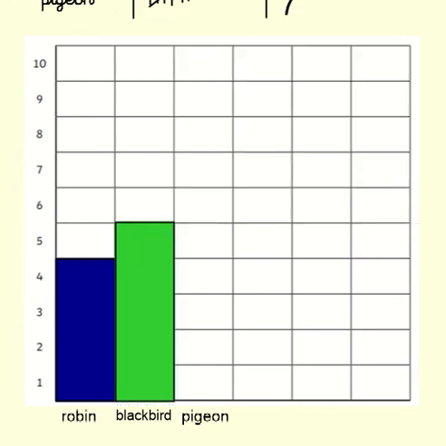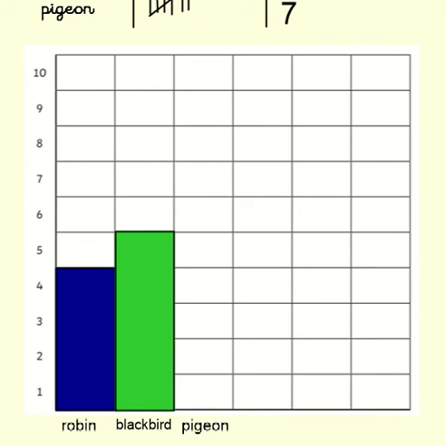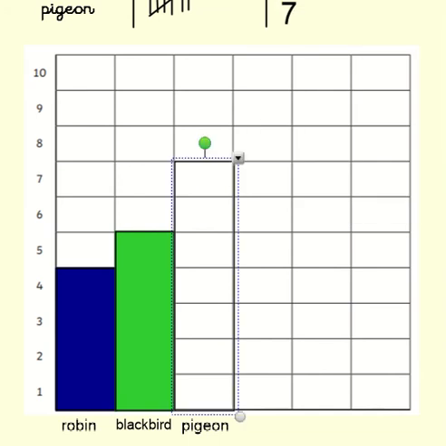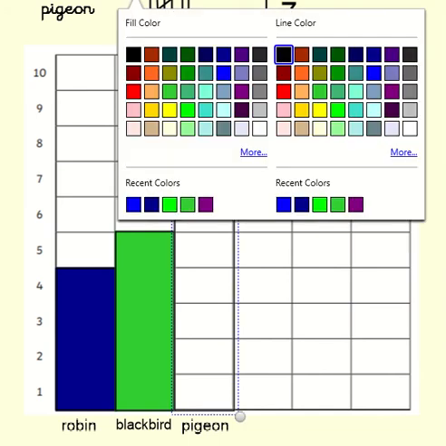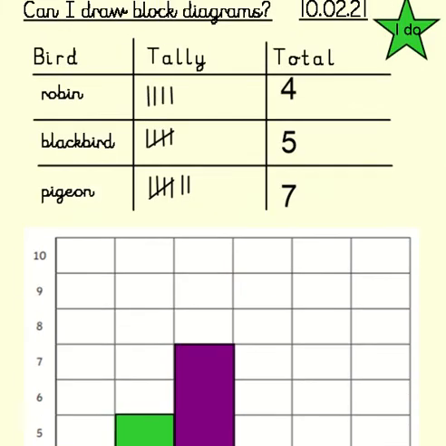Okay, and my last one I've got is pigeon. So that's going to go all the way up to 7, and you would colour in 7 blocks for the pigeon. So I'm going to fill that in now. I think I'm going to fill that in purple. Okay, there we go. Now it's much easier looking at the block diagram to compare.